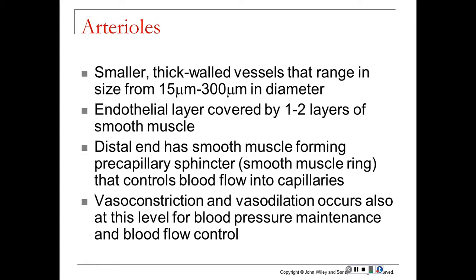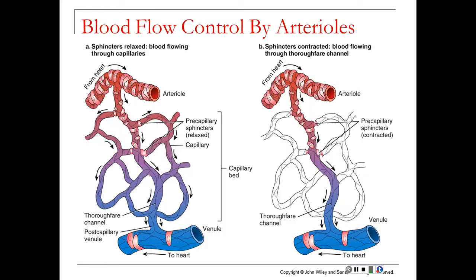Vasoconstriction and vasodilation is going to occur at this level also to help regulate blood pressure as well as blood flow. Here you can see blood flow controlled by arterioles. You see these precapillary sphincters relaxed in this case, allowing the blood to flow through all of these tissues, collecting through the capillaries and then to the venules. In this case, some of these precapillary sphincters are shunted, which means the blood flow is directed from this arteriole directly through the center capillary and then back into the venule. So in other words, whatever tissue is in this area that the capillary bed is infiltrating, it's not getting supplied at that time.